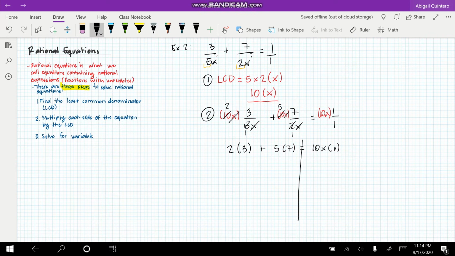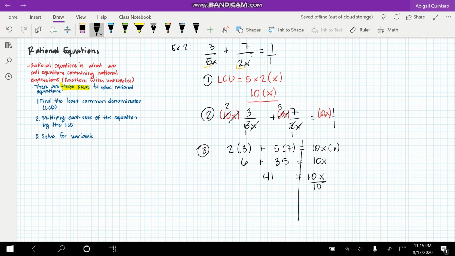And now we are in step 3, which is where we have to simplify and then solve for the variable. So here we have 2 times 3, it's 6, plus 5 times 7, it's 35. Equals 10x times 1, it's 10x. Now I'm going to go ahead and add 6 plus 35 so I can simplify the left side. So this will be 41 equals 10x.